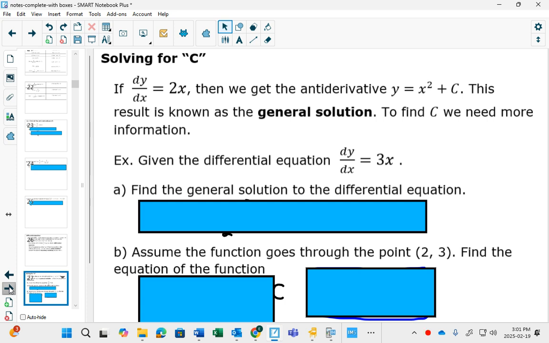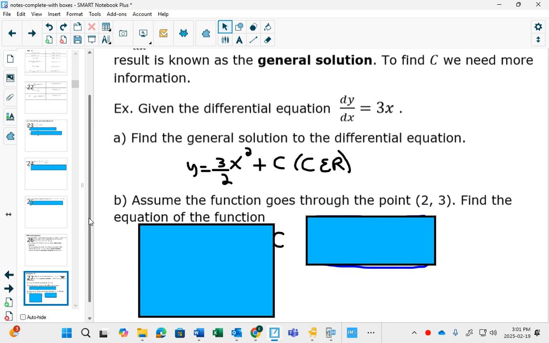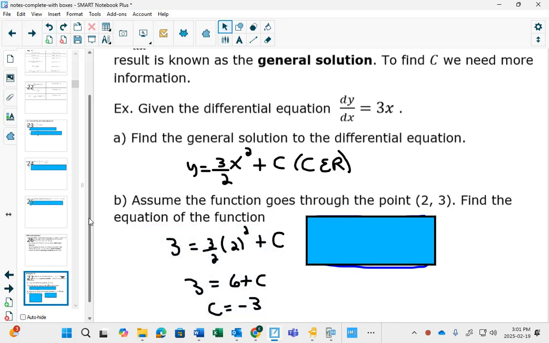So here we have our differential equation, which is 3x. Find the general solution of that equation. Well, that would be 3x squared, add 1 to the exponent and divide over 2, plus c. So then if it goes through the point (2, 3), that is on your original function. You can now find the actual equation. Start with your general equation, and you can plug in 2 and 3. And then you can solve for c, and you can write the actual equation, because we were given an additional piece of information.